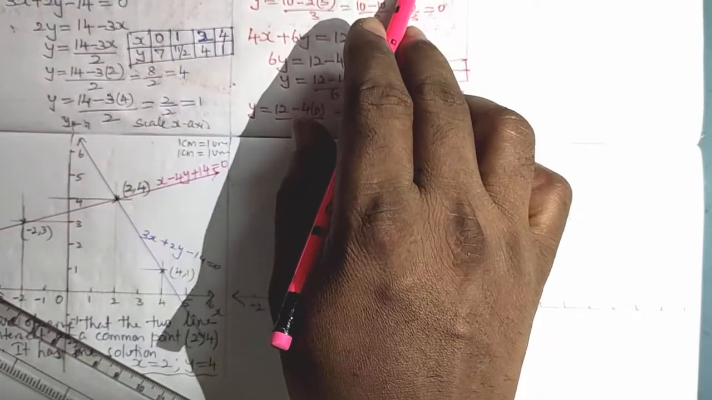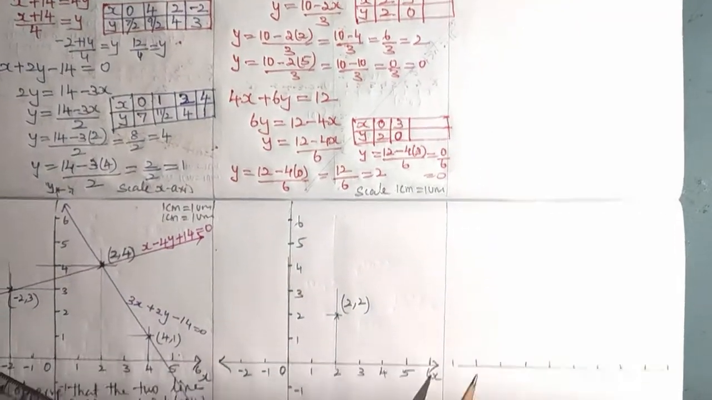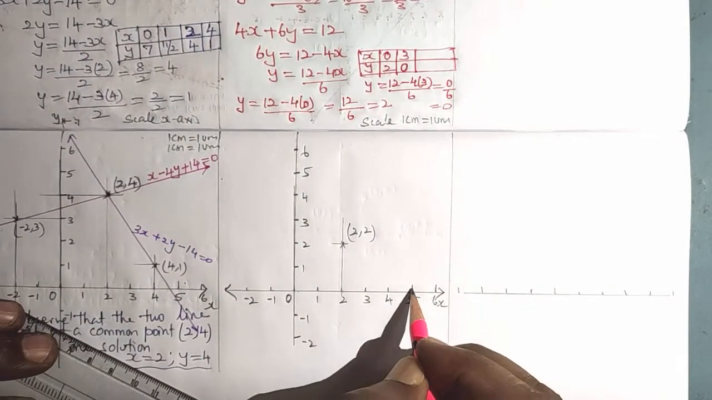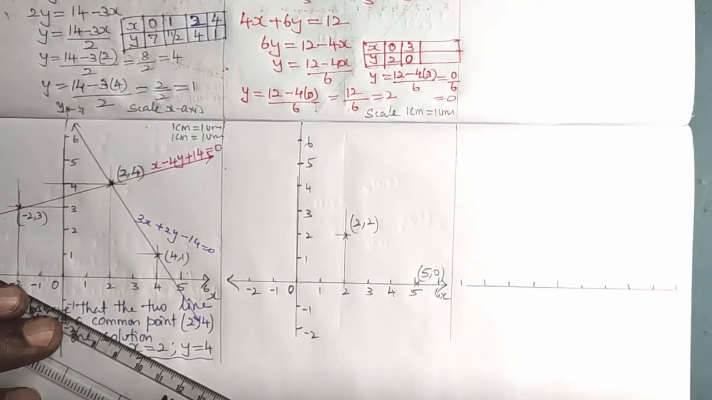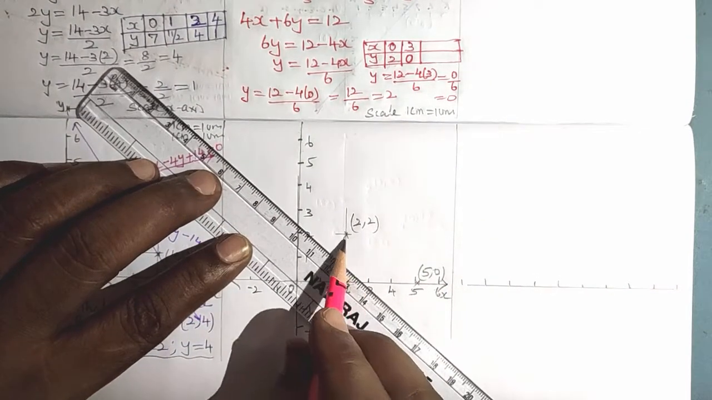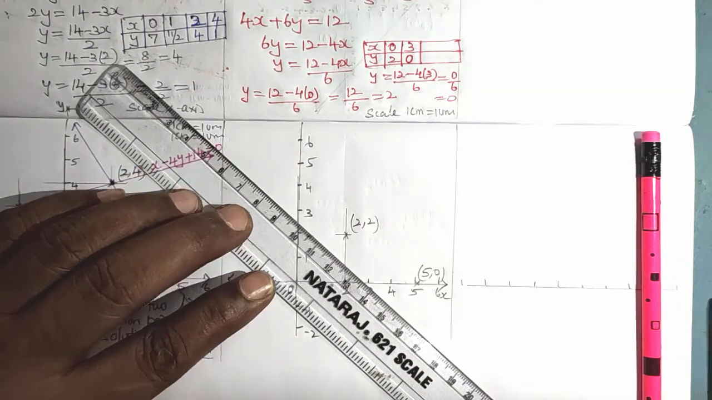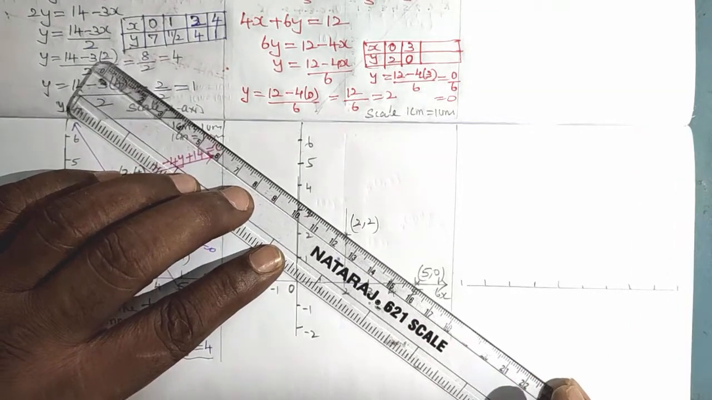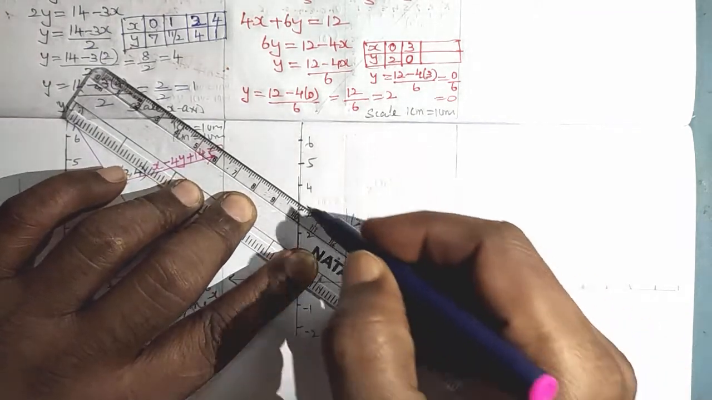What is the other value here? It is 5 comma 0. That is, x value is 5 and y value is 0. 5 comma 0. Now having got 2 points on the graph sheet, I will join these 2 points and identify the straight line. So this is the line that is passing through these 2 points.